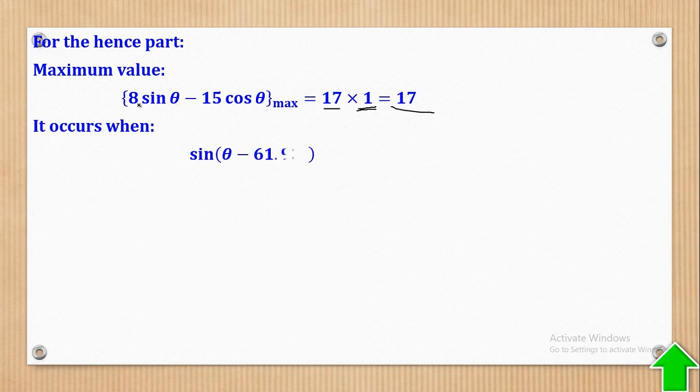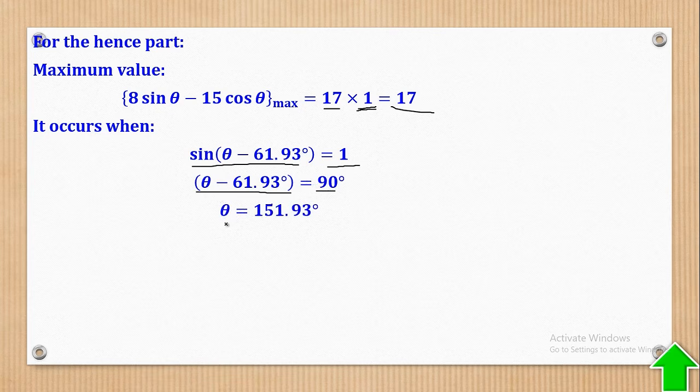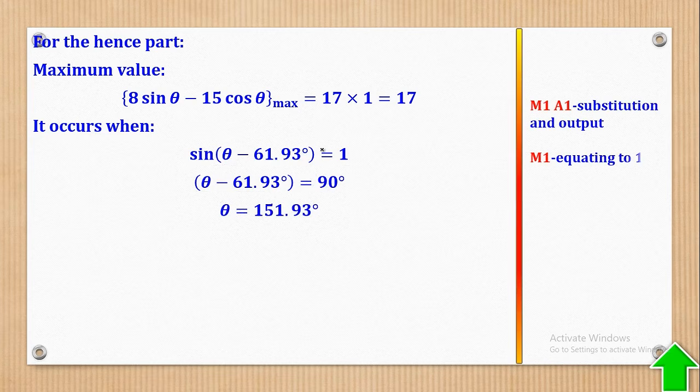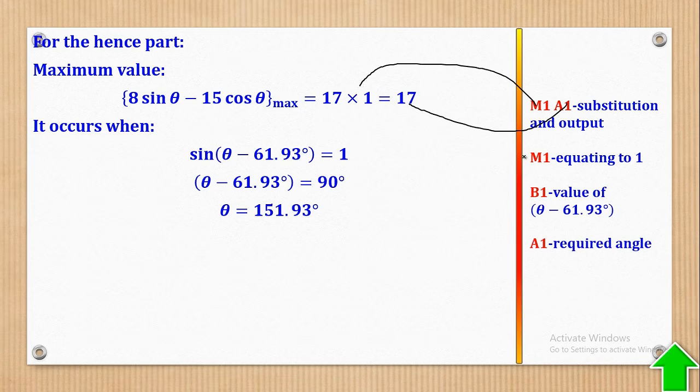Then the angle at which it occurs is when the whole of this is equal to positive 1. Therefore theta minus 61.93 is 90 degrees, and therefore theta is 151.93 degrees. So M1 is for this substitution, A1 for the output, M1 for equating to 1, B1 for this, and A1 for the required angle.